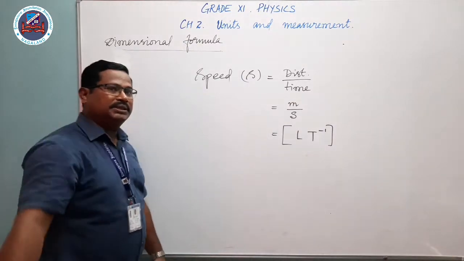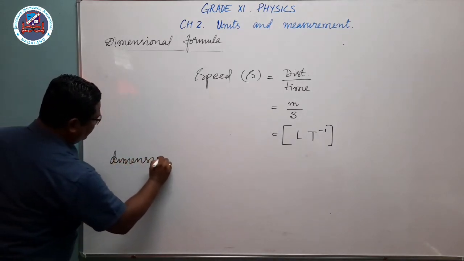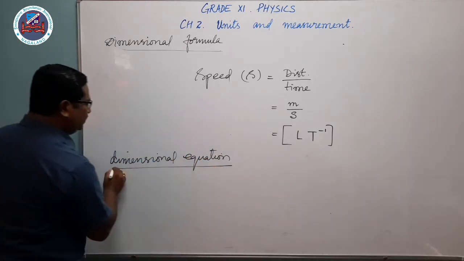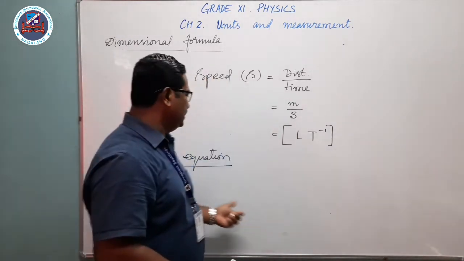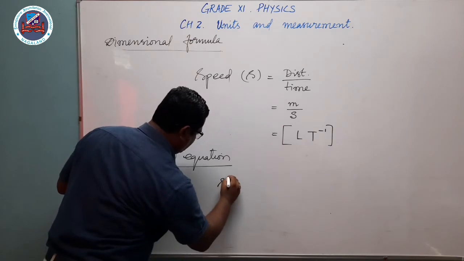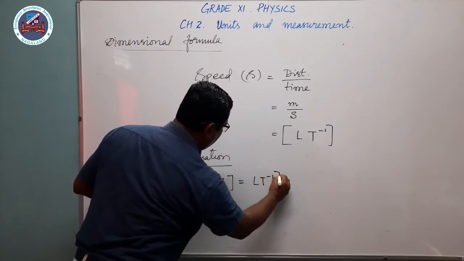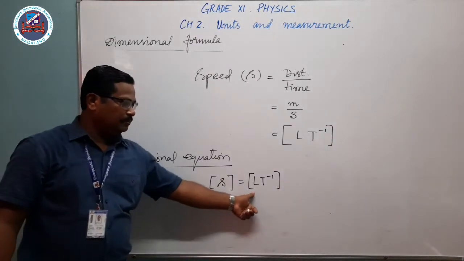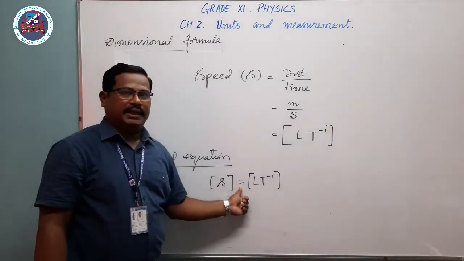And when we talk about dimensional equation, then the equation that exists between the physical quantity and the dimension, we call it as dimensional equation. Suppose I want to write dimensional equation for speed, so I will write the dimension of speed on the left hand side, and then right hand side, as you know, it is L T power minus 1. So it represents a dimensional equation, because on both sides we have put dimensional symbols. At the same time, in the middle you have this equality sign.